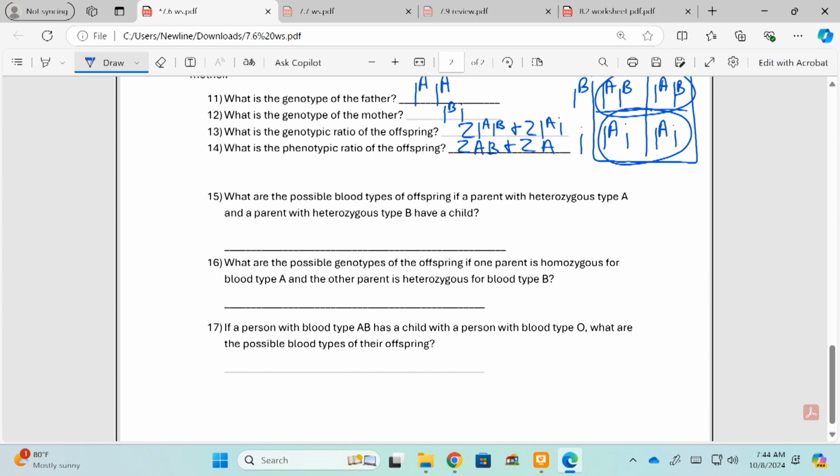All right, a couple more. Number 15 says, what are the possible blood types of offspring if a parent with heterozygous type A blood and a parent with heterozygous type B blood have a child? What are the possible blood types? So they're both heterozygous. Let me draw my Punnett square real quick and we'll fill this in. So this is one, this is the other, and we just fill in our blood types now.